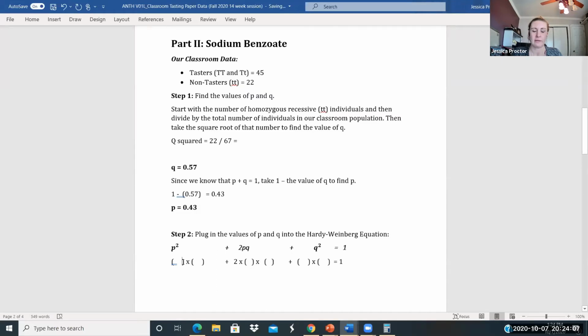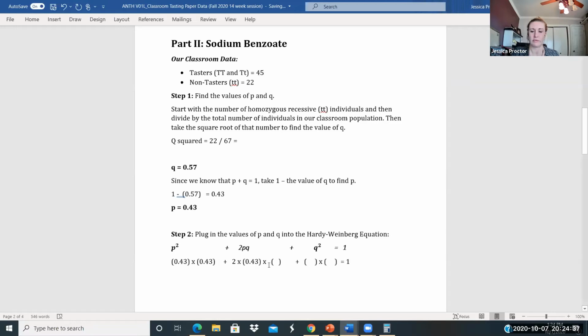So the next step is to plug in the values of P and Q into our equation. So the equation itself, P squared plus 2PQ plus Q squared equals 1. Whenever we see a P, we're going to plug in the value of P. So we plug in 0.43. We plug in a 0.43. There's another P here, so we're going to plug in 0.43.